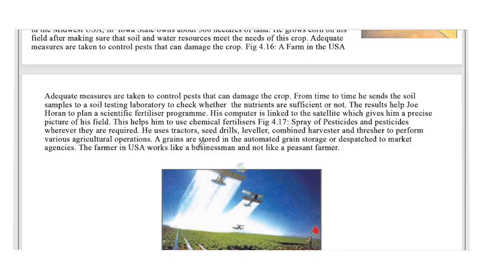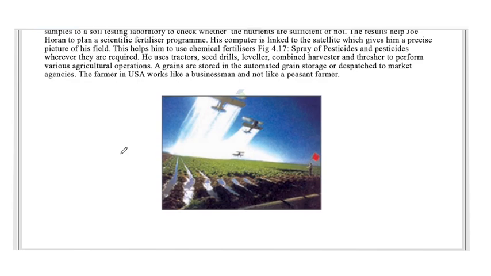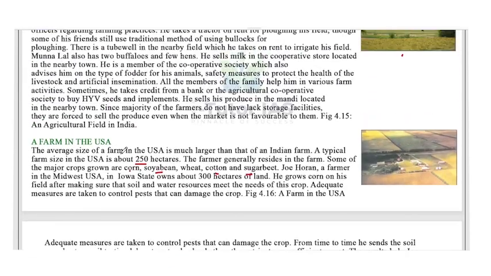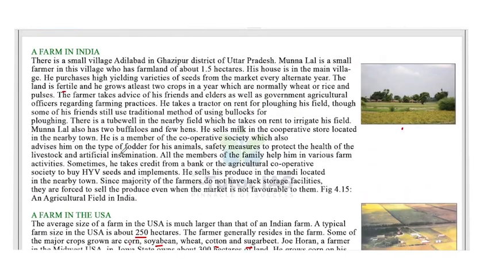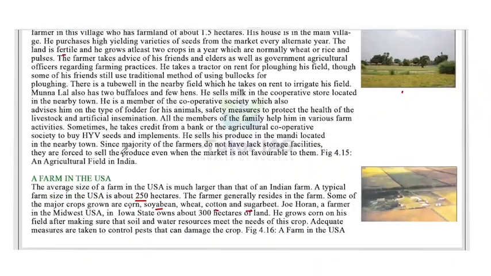The grains are stored in automated grain storage or dispatched to market agencies. The farmer in USA works like a businessman and not like a peasant farmer in India. So these are the different images of a farmer in India and a farmer in USA. Okay, so compare this and comment your opinion below.